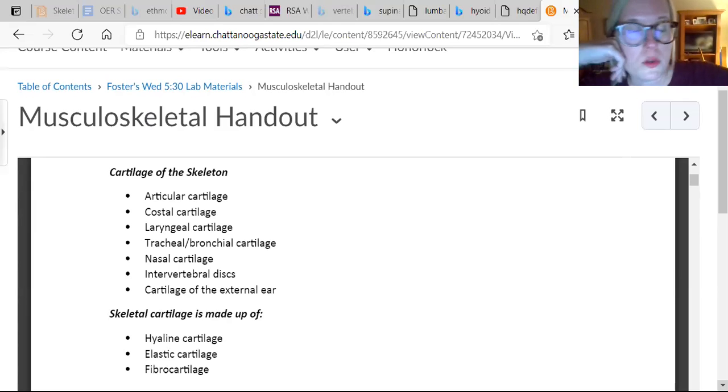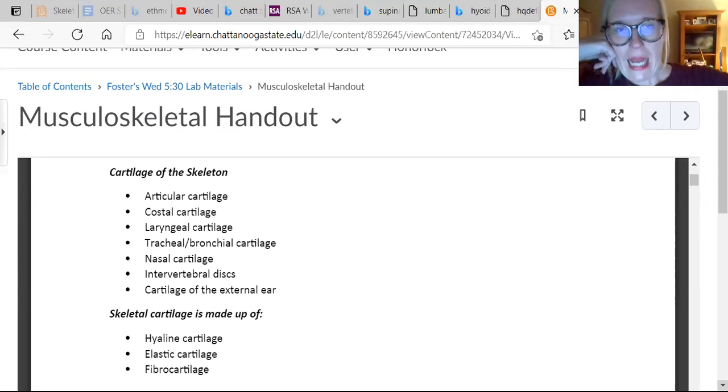We have intervertebral disc, which I know that you're aware of. The discs are made of a certain type of cartilage, right? Found in that area. So we're going to talk about that in a second below. Cartilage of the external ear. Well, you probably remember the elastic cartilage, ear elastic, right? And we have that listed below.